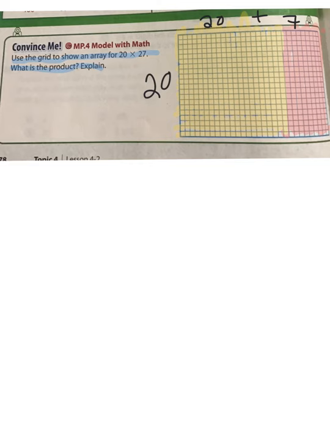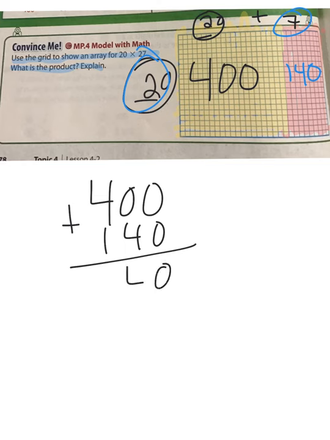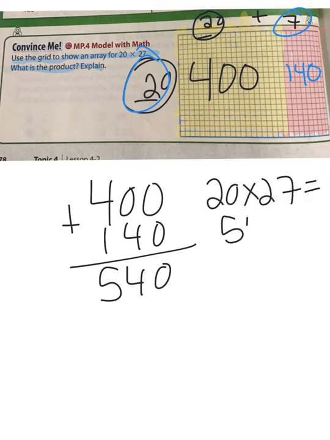So first I'm going to multiply 20 times 20, which is 4, because that's our basic fact, and then we have 2 zeros, so 400. Then next we're going to multiply 20 times 7. And 2 times 7 is 14, and then we have a 0. So we are going to add our partial products, which are 400 plus 140. And we are going to get 540. So 20 times 27 equals 540.